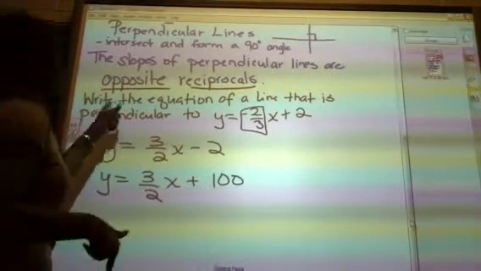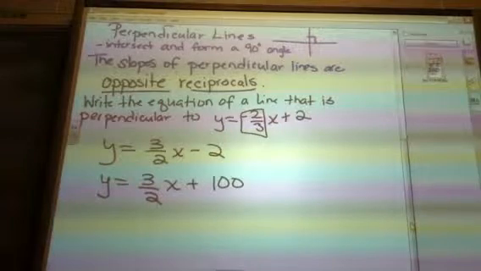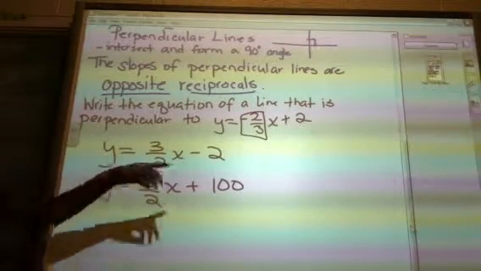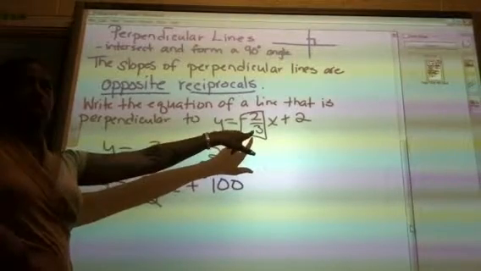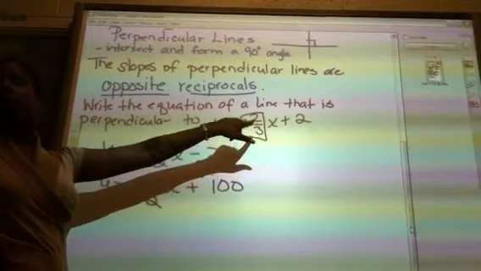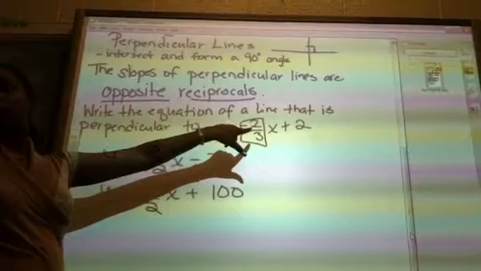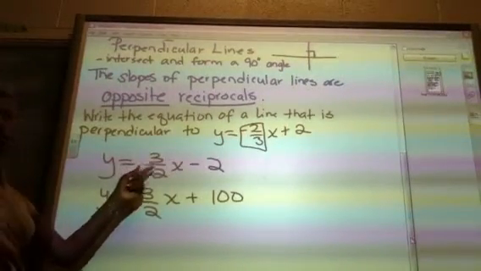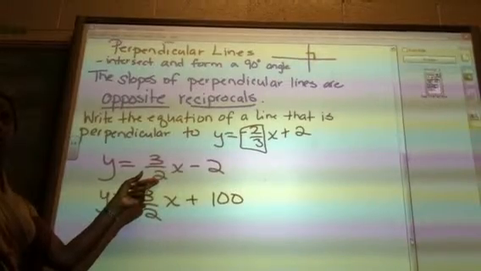Okay, so write the equation of a line that is perpendicular to y equals negative 2/3 x plus 2. My slope is negative 2/3. The opposite of negative is positive, and then I flip it. So my new slope will be 3/2. Does that make sense? Yeah.